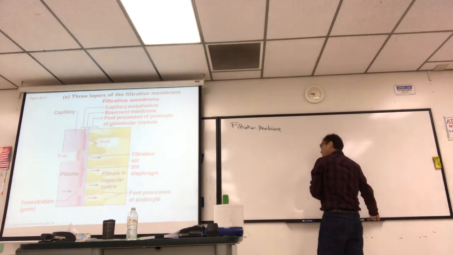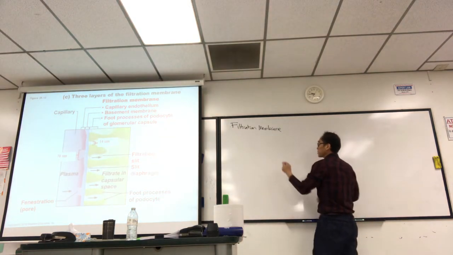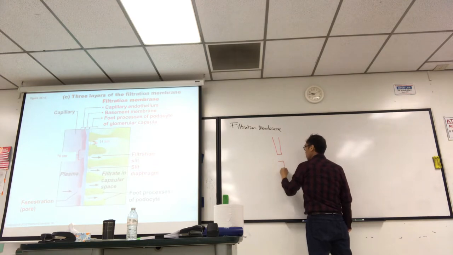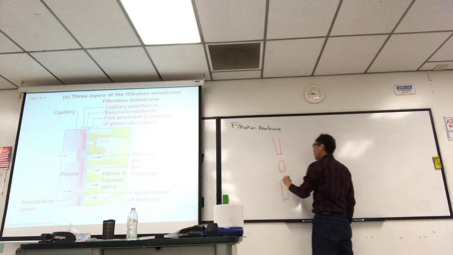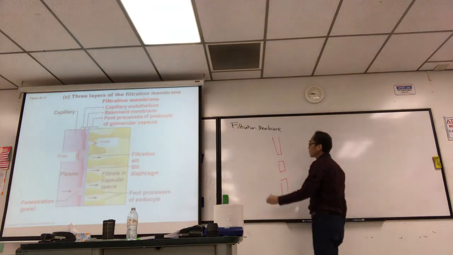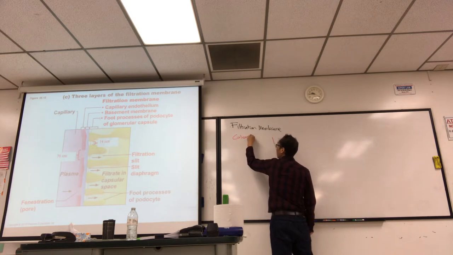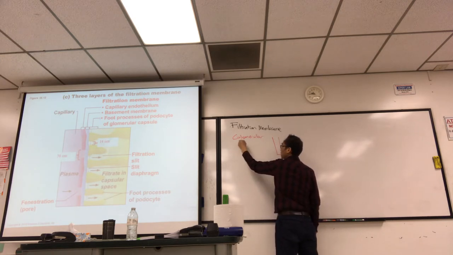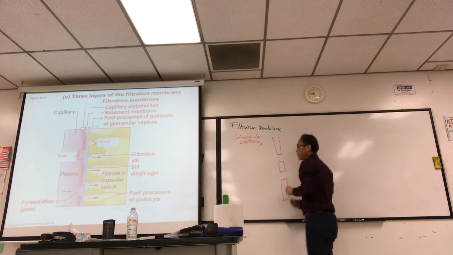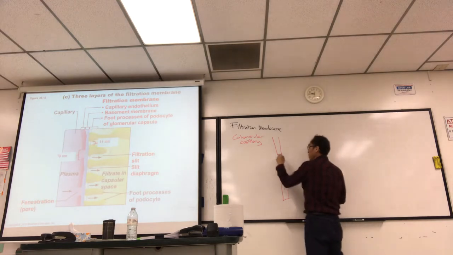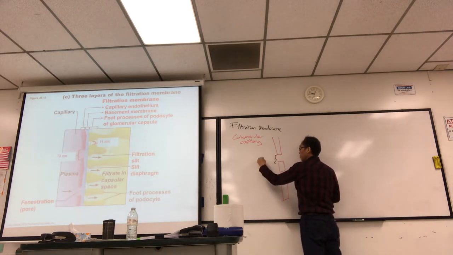You have the glomerular capillaries with holes in it, so those endothelial cells are holey. We have these big holes. So this is a glomerular capillary in cross section. If you even measured the hole there, it's 70 nanometers in diameter.